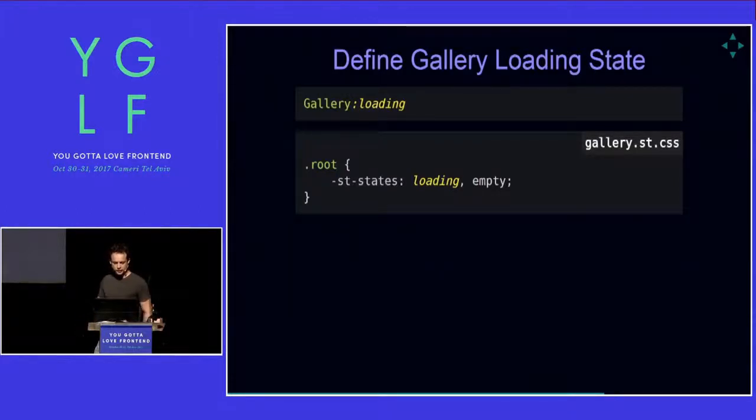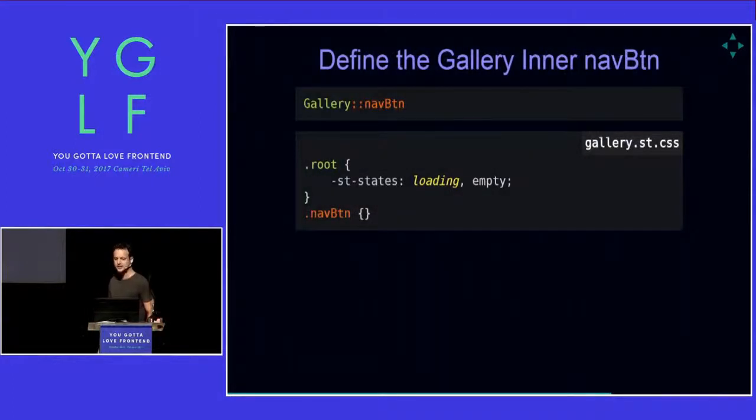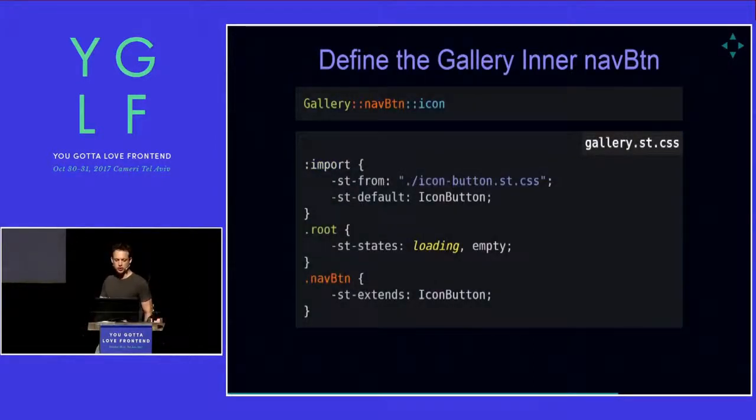Let's see how we define the nav button. So any CSS class defined within a stylable style sheet is accessible as a pseudo-element, a custom pseudo-element. But it is still targeting a universal selector. It doesn't have any specific interface, the nav button. So like we did with our gallery, we can import an icon button, for instance, and use the stExtends to say that our nav button extends that icon button.